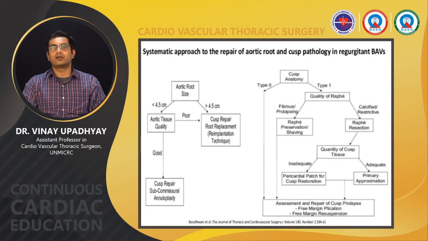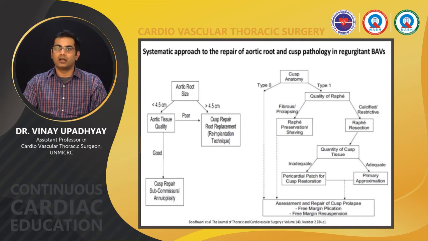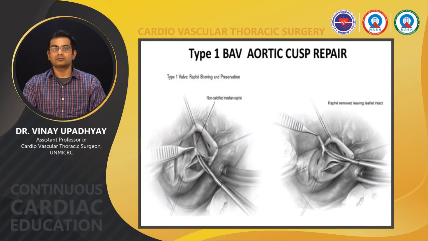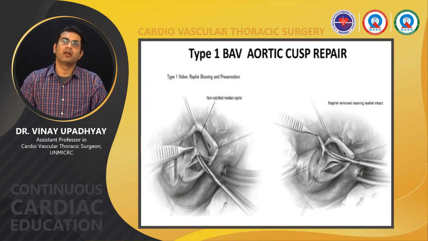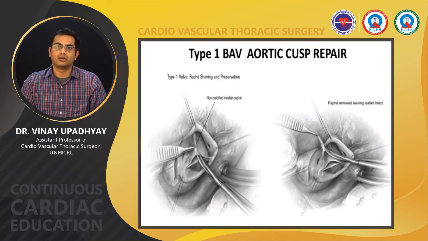This figure shows the systematic approach to repair of aortic root and cusp pathology in regurgitant bicuspid aortic valve. Two important parameters are aortic root size and cusp anatomy. This figure shows the algorithm. This is type 1 bicuspid aortic valve with one true raphe. The figure shows that a non-calcified median raphe is present, which can be resected, leaving behind the intact leaflet.